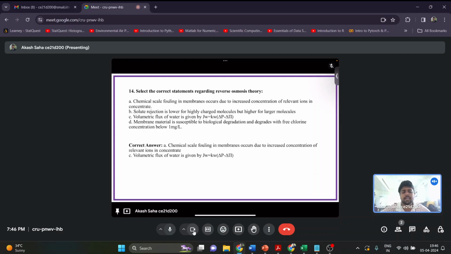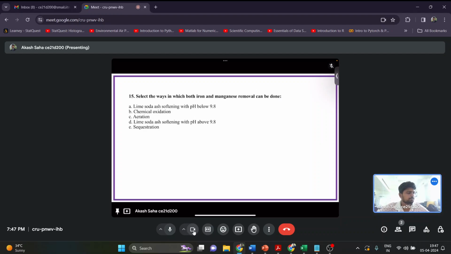So here option A and option C are correct. Okay. So chemical scale fouling is due to the increased concentration of relevant ions, and the volumetric flux is given by JW is equal to KW into delta P minus delta pi. So this is the correct option for the 14th question.